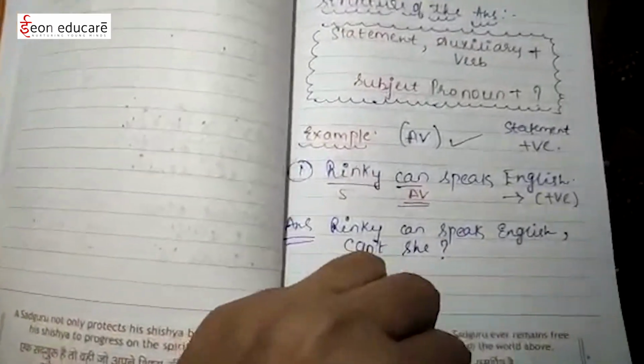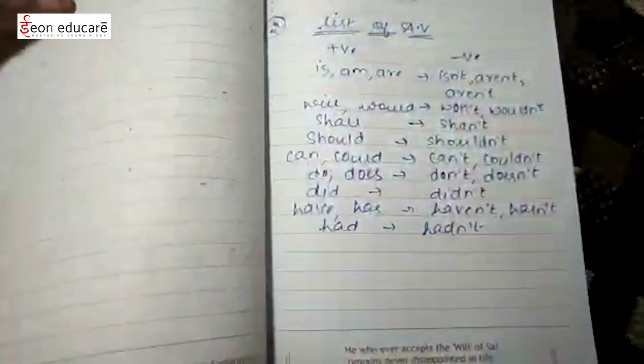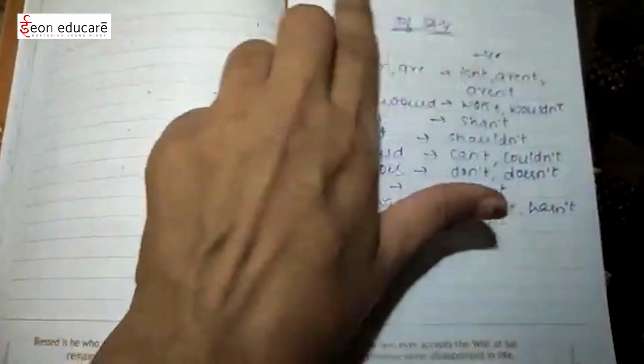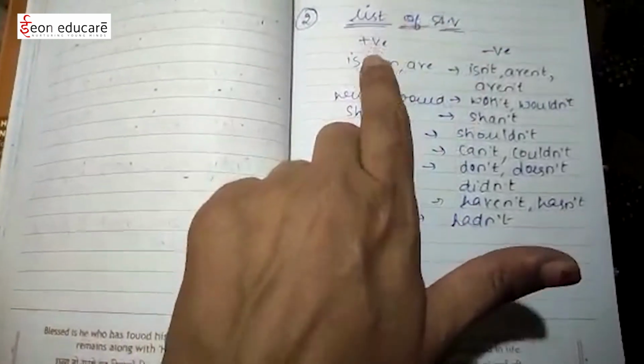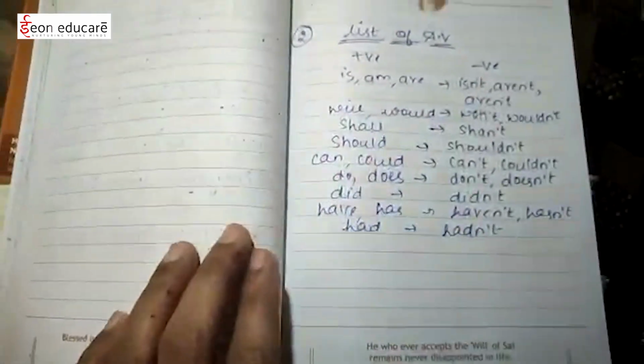Okay, second example we are taking. Let's begin with the second example. Before starting with second example, we are having a list positive to negative: is, isn't, am, aren't, are, aren't, will, won't.